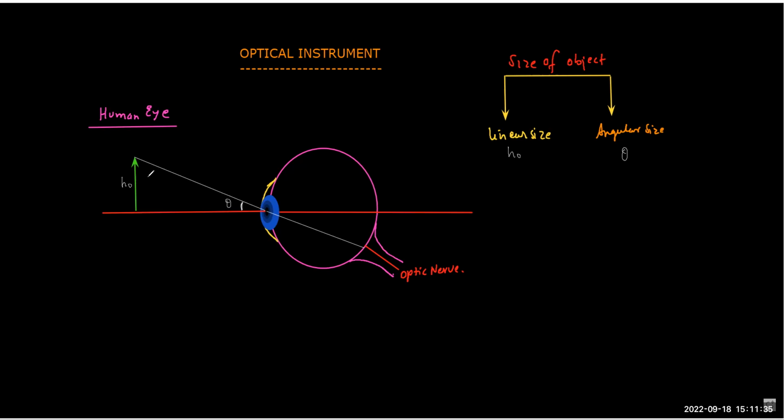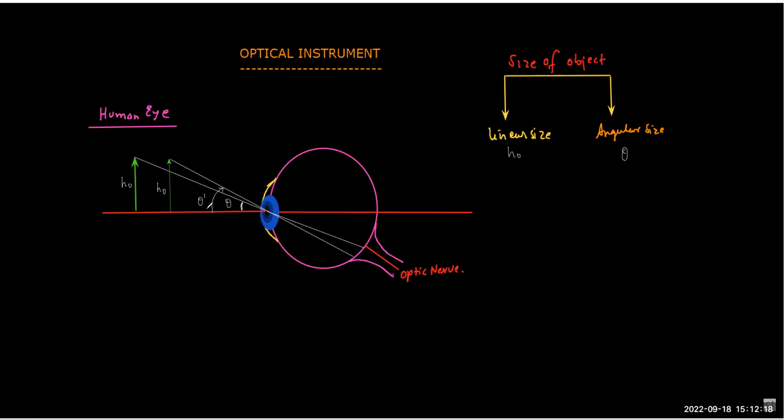Now, if the object starts approaching the human eye, from common experience, what will be the effect on the angular dimension? As the object comes closer, the angular size will increase. What happens to the linear dimension? It is unaffected. So linear dimension is the reality, but we are not concerned about the linear dimension. What we are concerned about is the angular dimension.